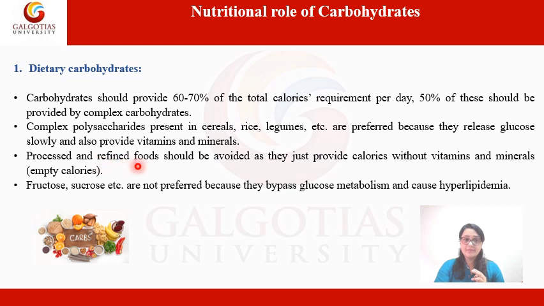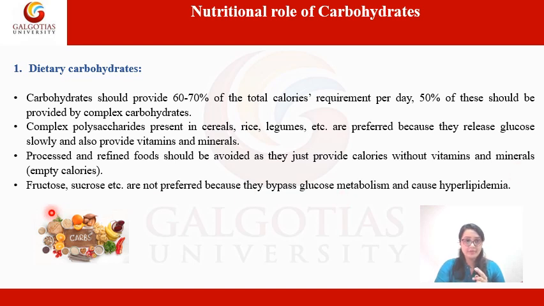Processed and refined foods should be avoided as they just provide calories without vitamins and minerals, and this term is known as empty calories. So processed and refined foods should be depleted from our diet because they may provide us with calories, but there is no use of that energy since we are not getting any amount of vitamins and minerals in our diet.